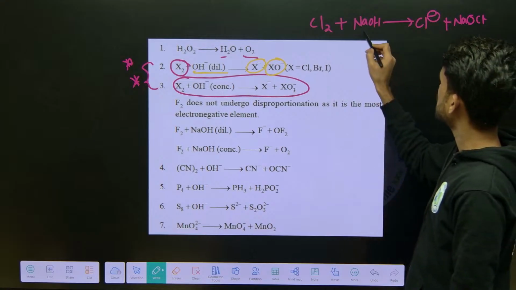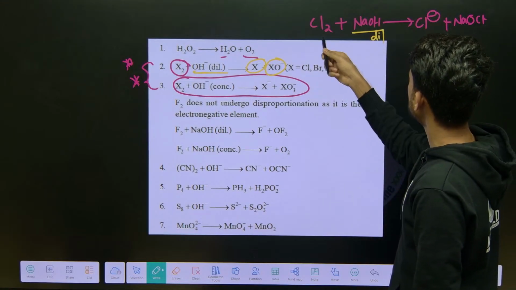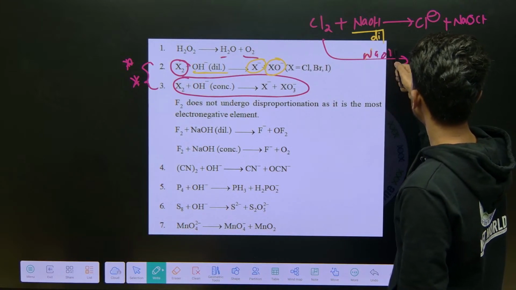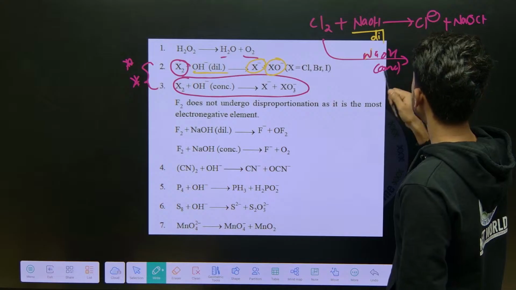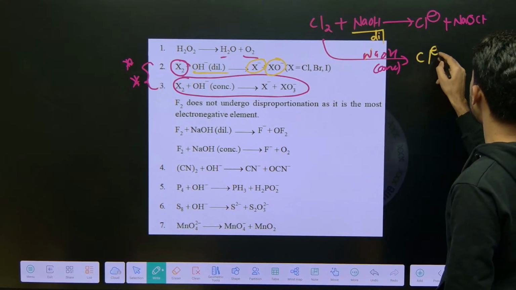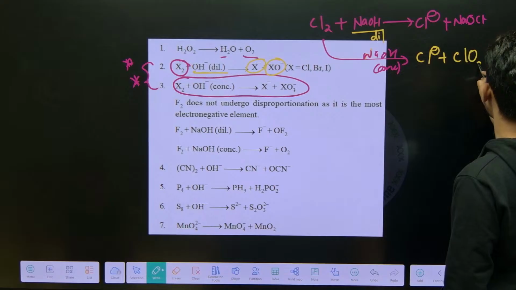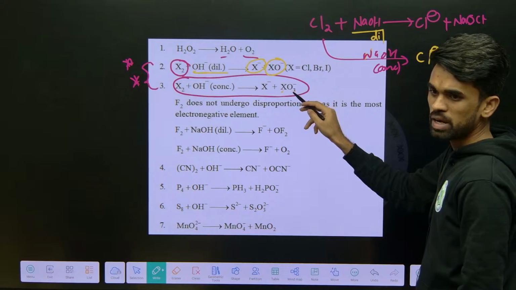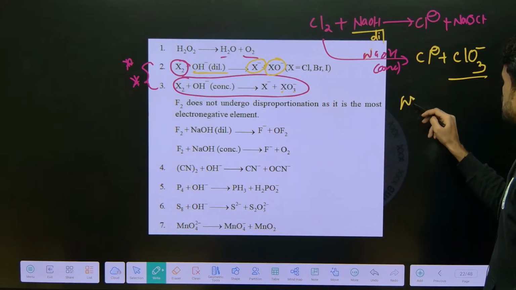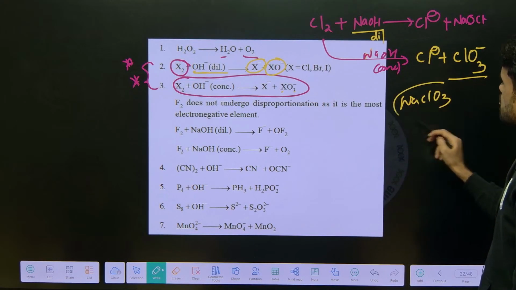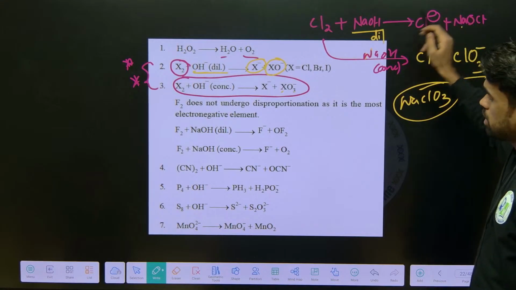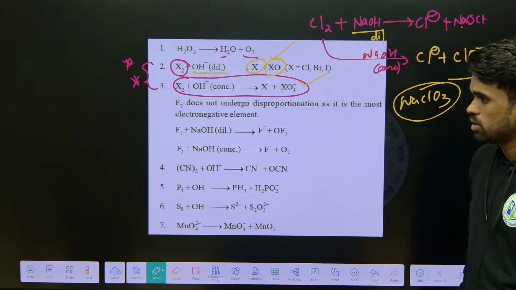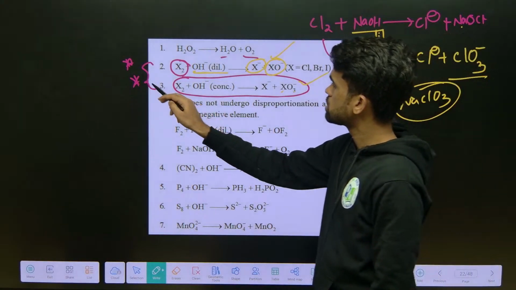But if I take NaOH, here it is dilute, but if I take concentrated NaOH, what happens is chloride ion is formed as it is, but here it is chlorate ion. What is it forming? Chlorate ion, ClO3 minus, like XO3 minus means ClO3 minus. So you can say NaClO3 like this. Remember the products formed here: in the first case hypochlorite, in the second case it is chlorate ion. These two reactions are very important.